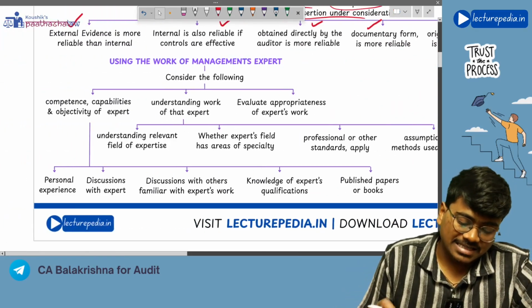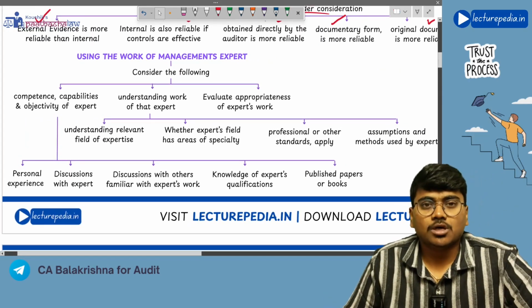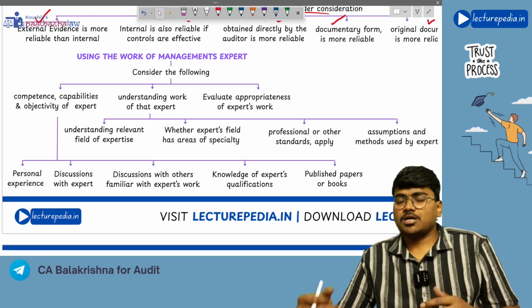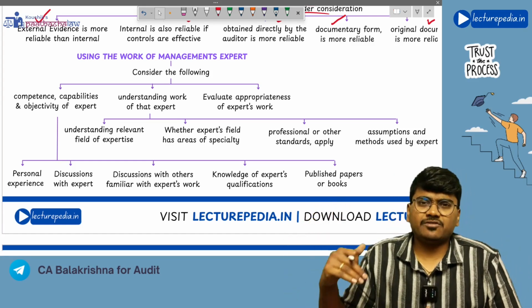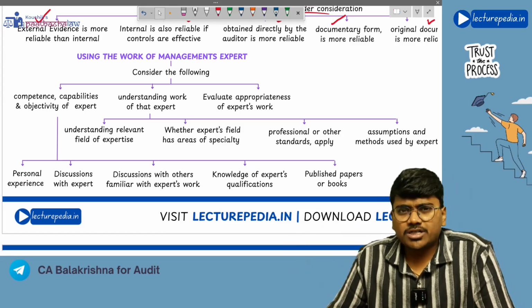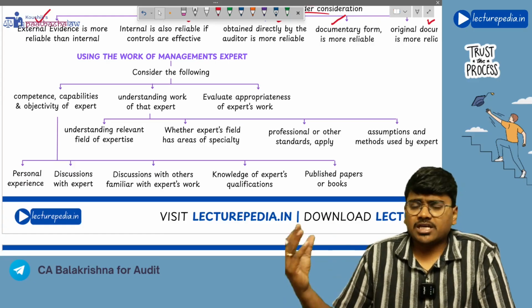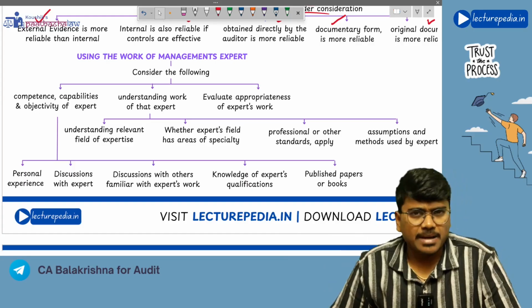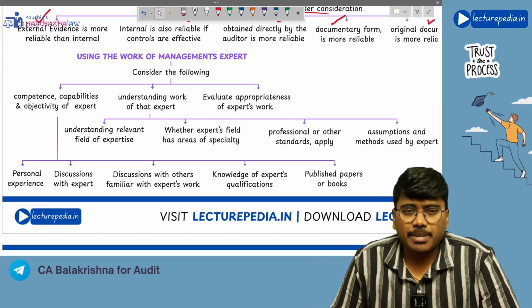Yes. Next, this is the last but one concept of SA-500, which is using the work of a management expert. Management might have hired an expert for a particular purpose, let's say for calculation of a provision for gratuity or for valuation of some complex inventory. Based on the expert's calculation or procedures, management has given that item in the balance sheet or P&L. Now the auditor needs to verify that item.